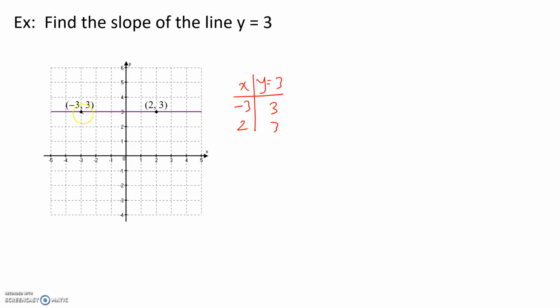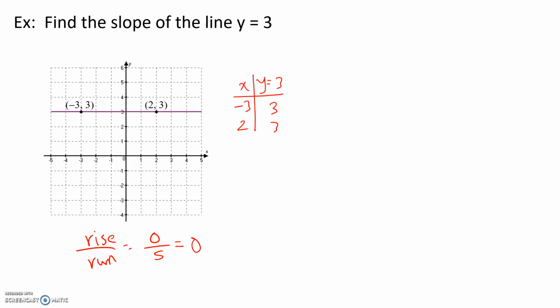Now, the slope of the line, notice that we have no rise. We are not going up at all. So when we do rise over run, the rise is 0, and the run, the change in x's, with these 2 points, we're going from -3 to 2, so we're going 1, 2, 3, 4, 5. But we have no rise because there is no change in y's. So 0 divided by 5 will be 0.